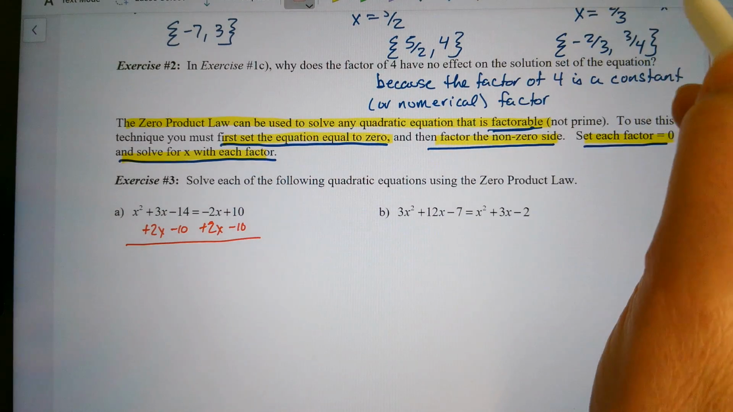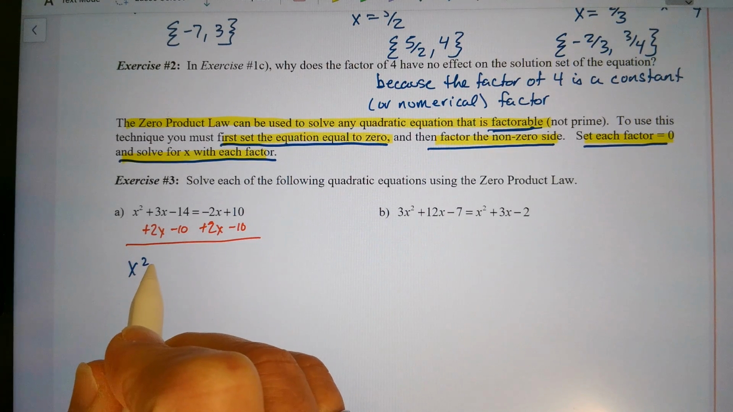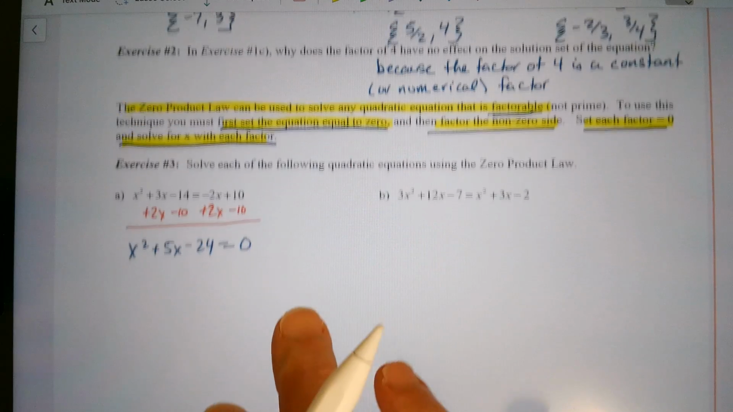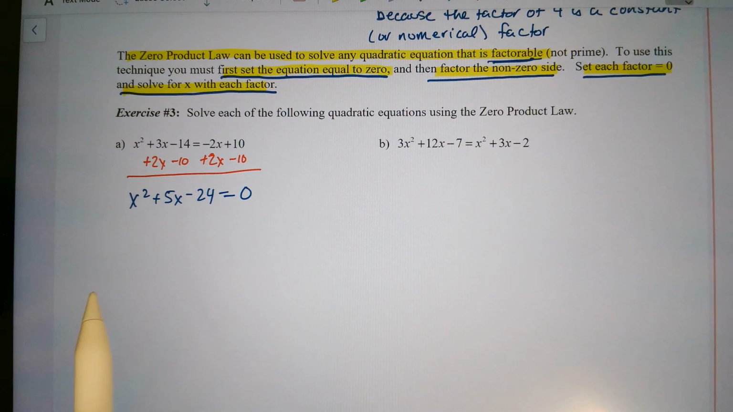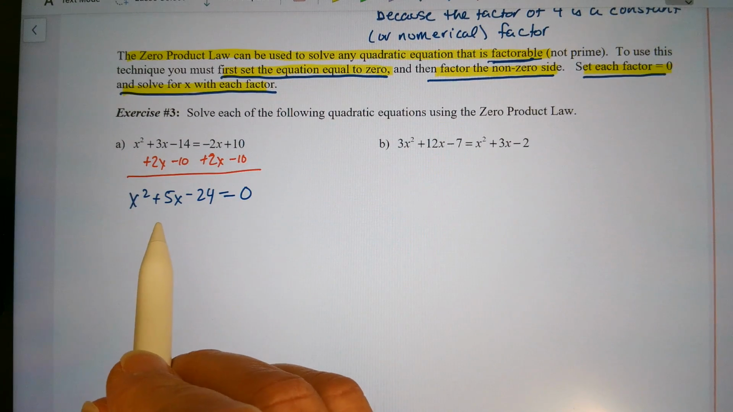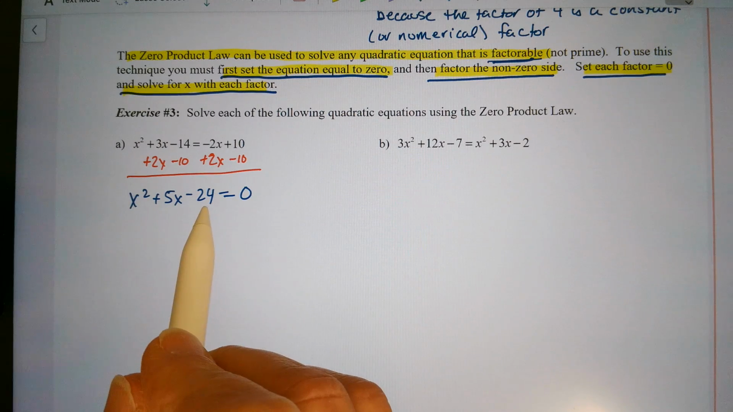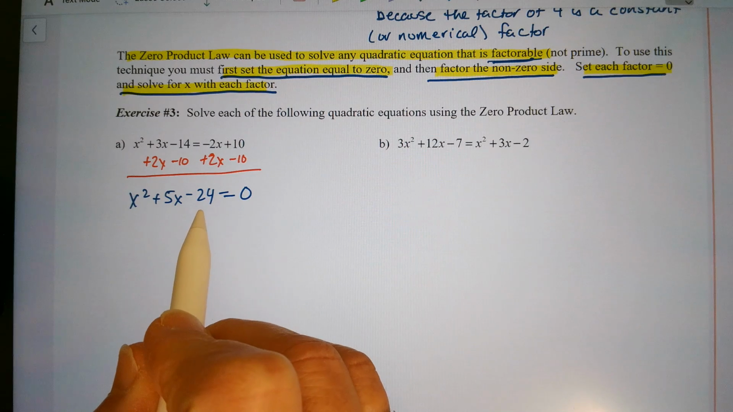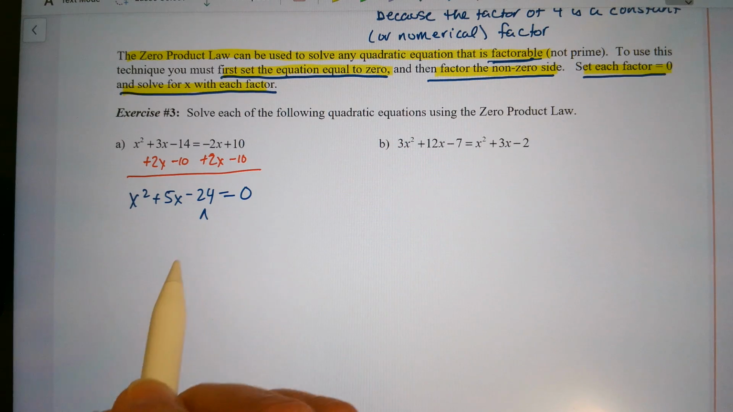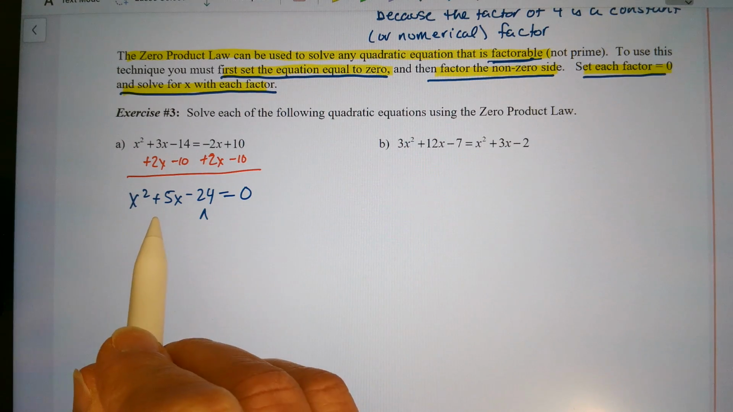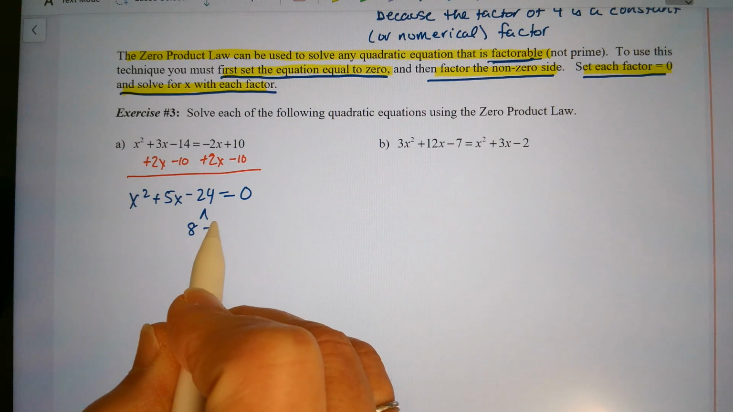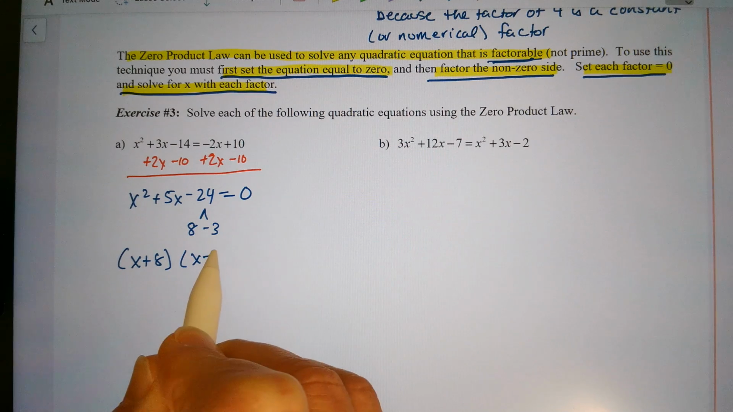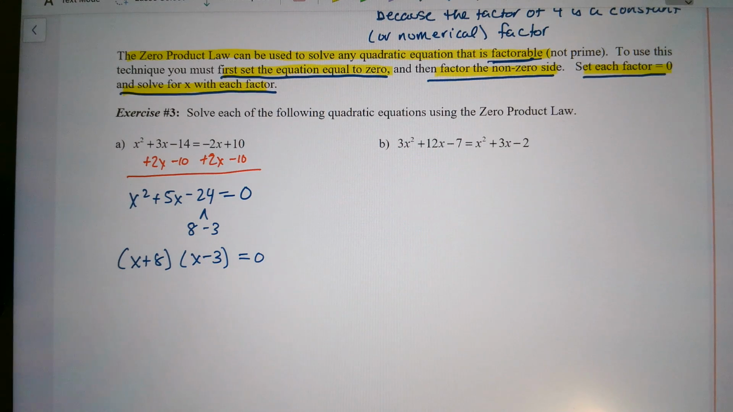Okay, so we have x squared plus 5x minus 24 equals 0. So this is what we call standard form. Now, it's a trinomial on the left-hand side. The leading coefficient is 1. So we go to the constant, negative 24. What are the factors of negative 24 that sum to 5? 8 and negative 3. So this factors into x plus 8 times x minus 3 equals 0.